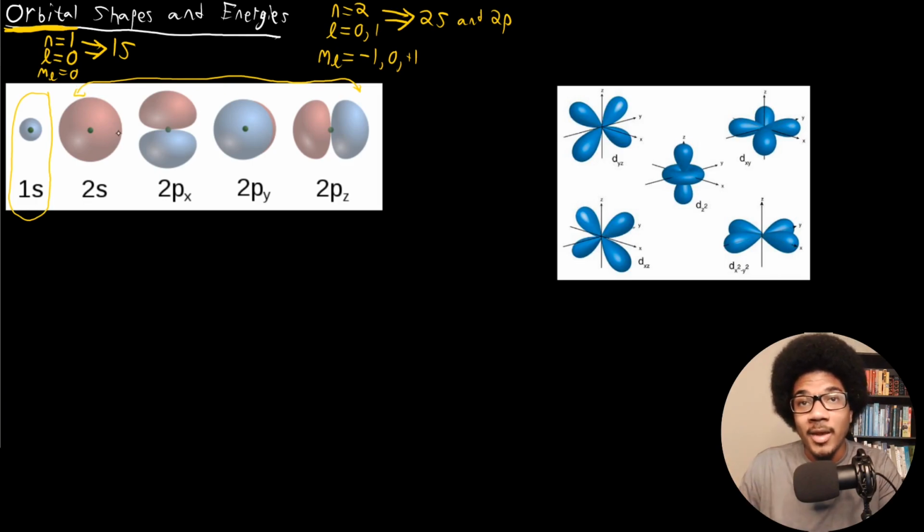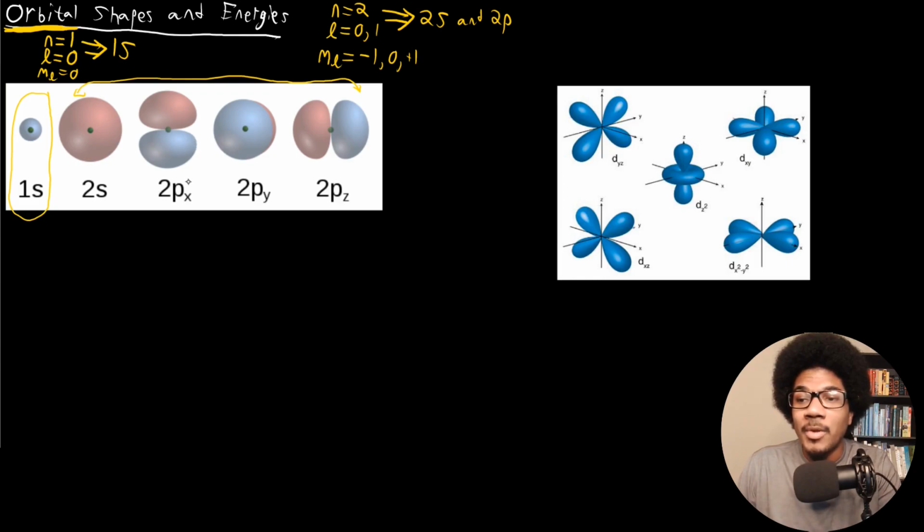Now note that the 2s is actually bigger than the 1s. When the principal quantum number increases, the size of that orbital is going to increase, the size and the energy. So this 2s orbital is not only a larger orbital, it's also a higher energy orbital as well. Now the p orbitals have what's known as a nodal plane, where there's no orbital density in a certain region in space. And so it gives it this sort of dumbbell type of shape. And so you can see that here with this 2p orbital.